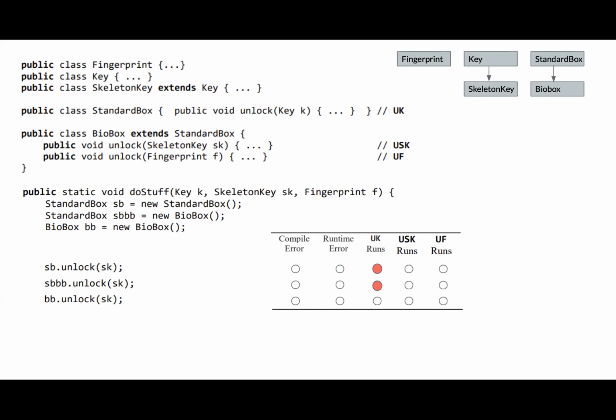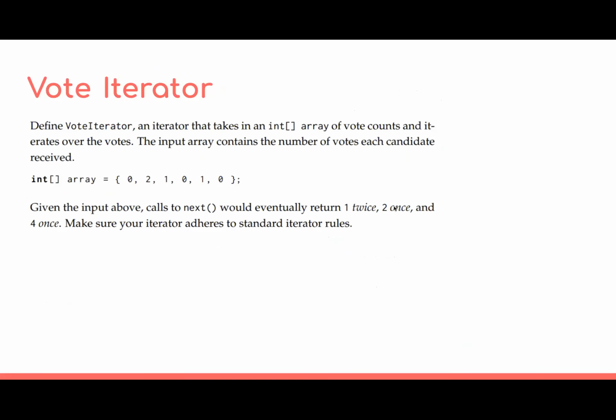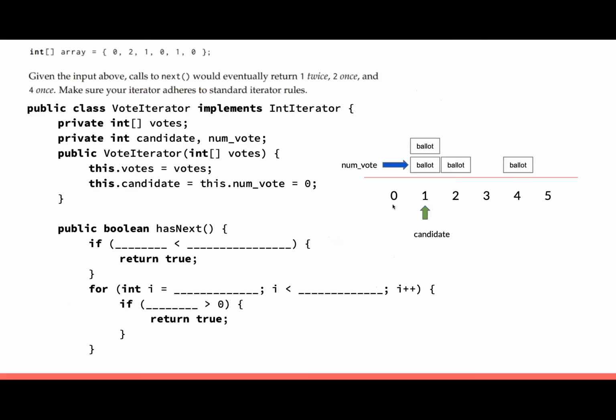Does that make sense? But still, building on top of that, for example, BioBox. Pretty much, for compile time, SB, BB, it has to match at runtime. But in runtime, doesn't it do dynamic method selection and pick BB's unlock method, which has the skeleton key parameter? Yeah. Oh yeah.